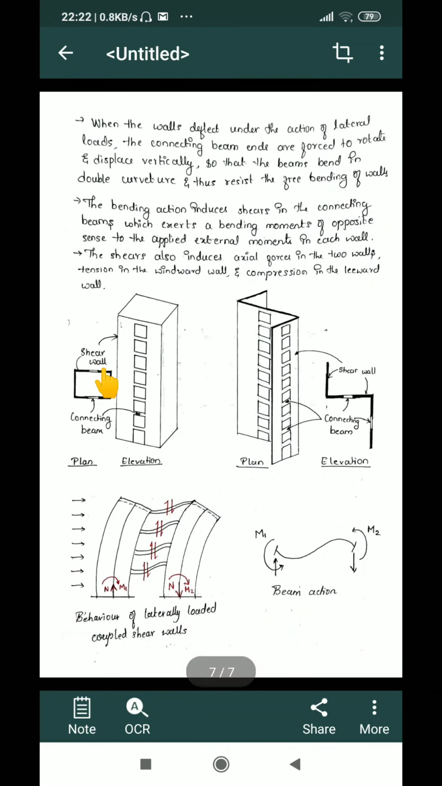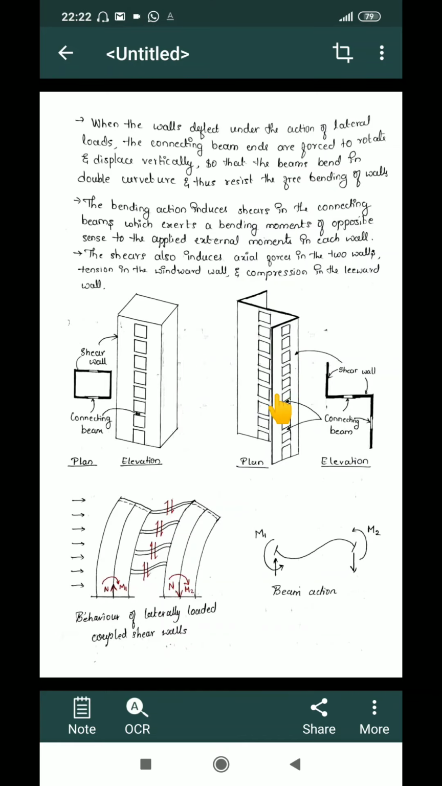For example, consider this building. Here there are two shear walls. You can see the plan and an elevation. If this is a building, what I am going to do is construct a shear wall which is a channel section on the left side as well as a channel section on the right side, both facing face to face. In between these channels I am providing a connecting beam. You can see these are the connecting beams. So this is one type of shear wall.